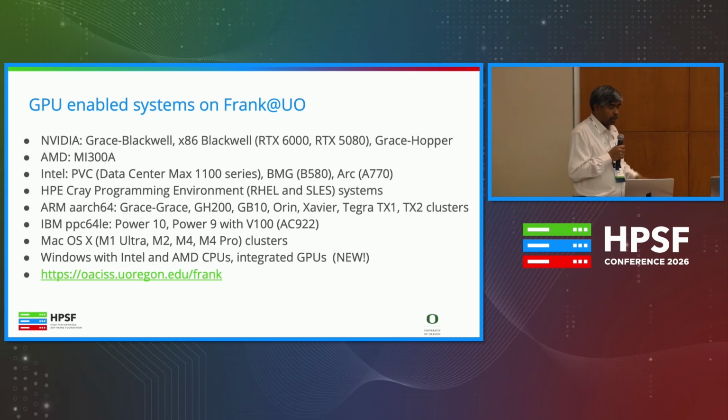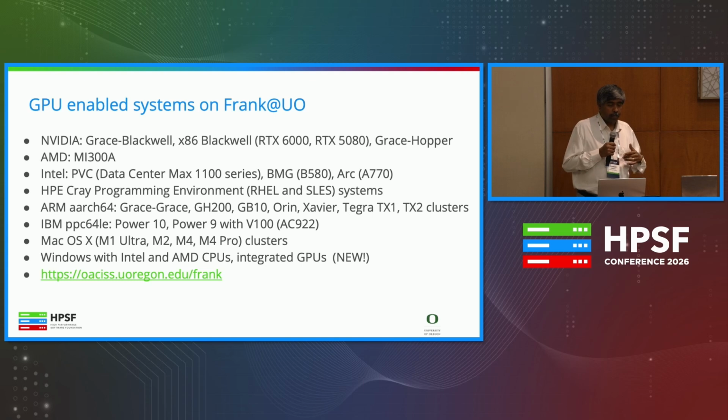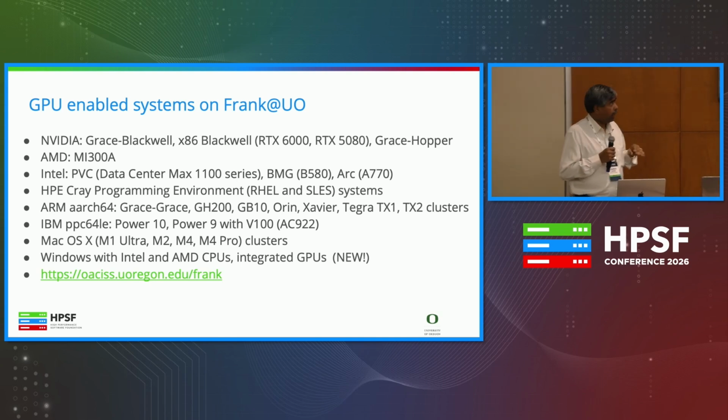We have support for Grace Blackwell, x86 Blackwell with RTX 6000 Pro GPUs, RTX 5080 GPUs. We have Grace Hopper systems. In many cases, we have 2-of-a-kind systems connected with a high-speed network between those 2 nodes. So you could have like 2 Grace Hopper systems or 2 Grace systems connected by InfiniBand with, say, a 400 Gbps network between them. We have a suite of AMD GPUs. I'm just showing here the Quad MI300A system.